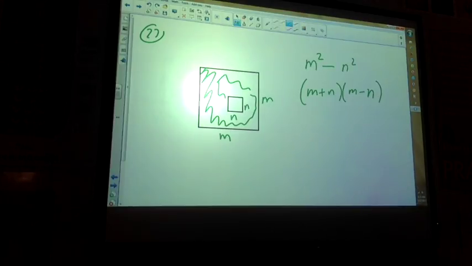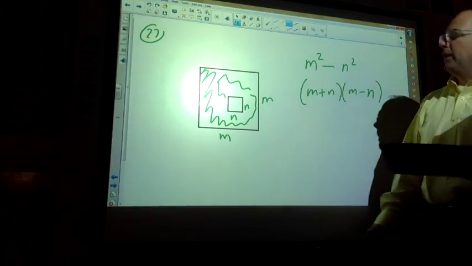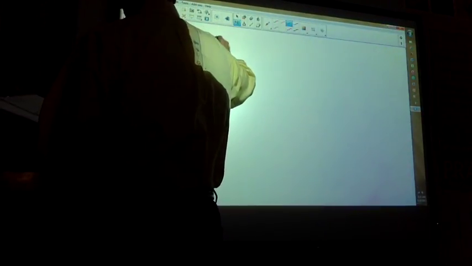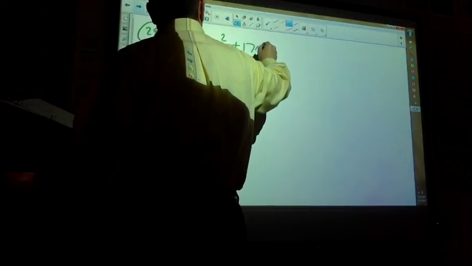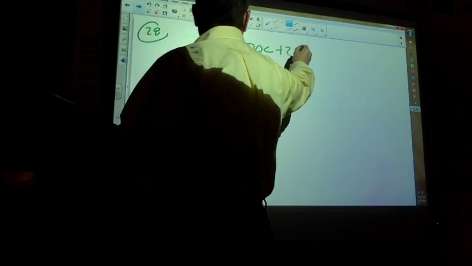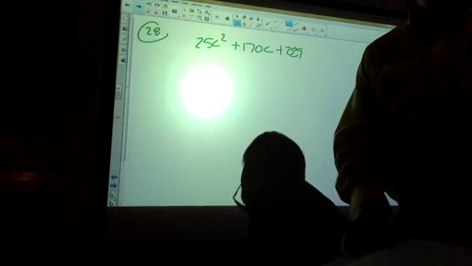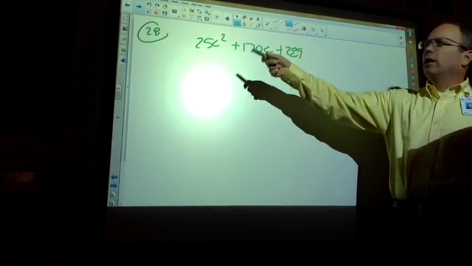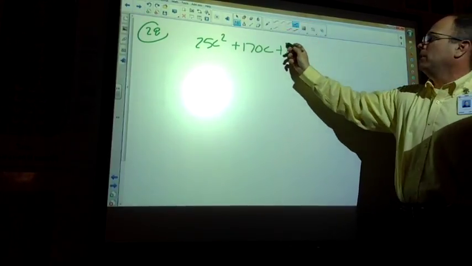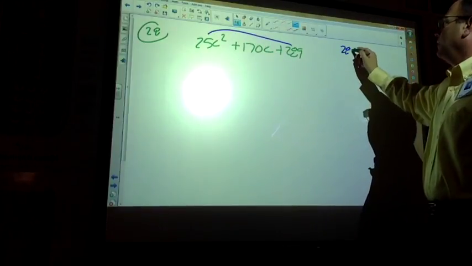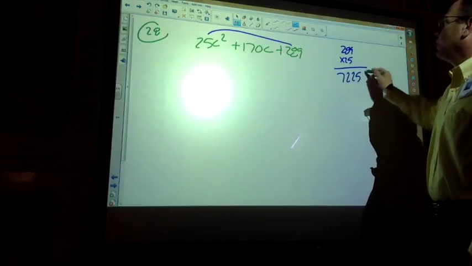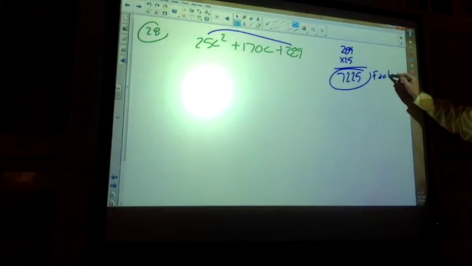And then number 28, find the dimension. So they're claiming it's a square of some sort. They give us this: 25c squared plus 170c plus 289. Ew, yuck. The reason I say ew, yuck is this: there's not a greatest common factor, so my magic number would be 289 times 25, which is 7225. So let's figure out all the factors of 7225.